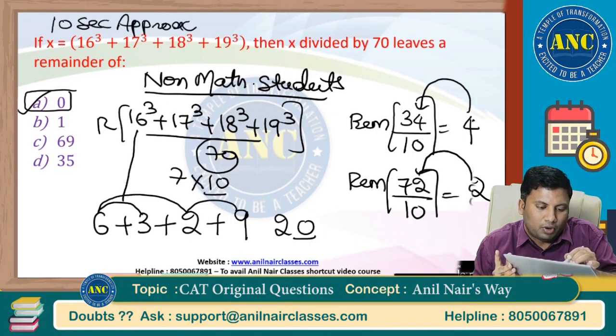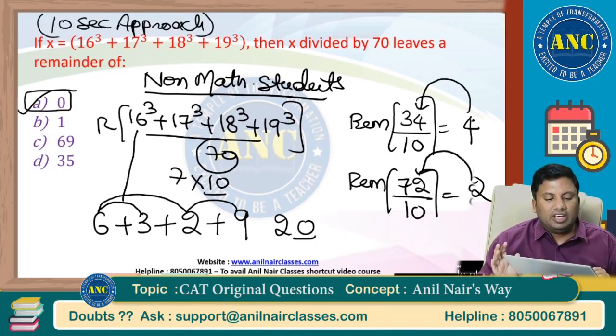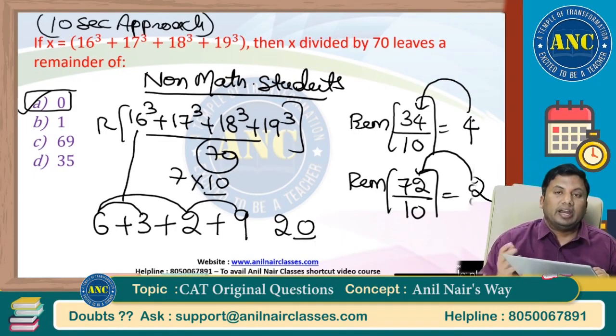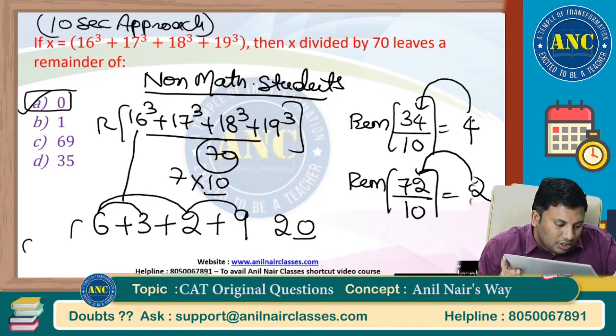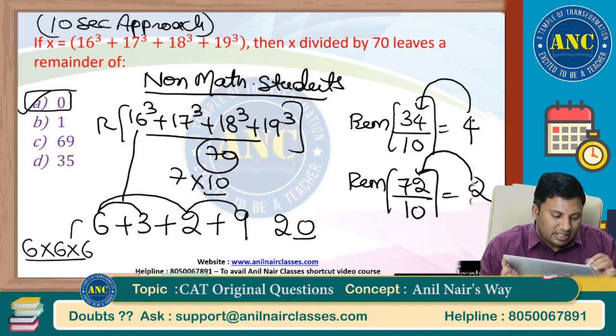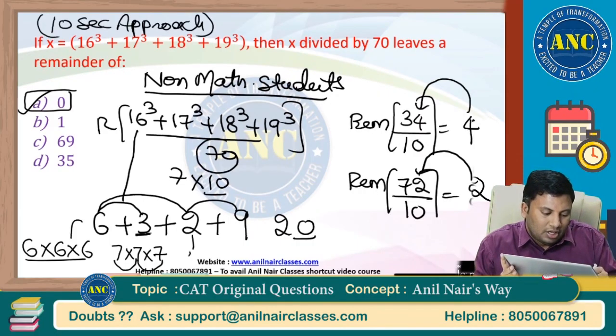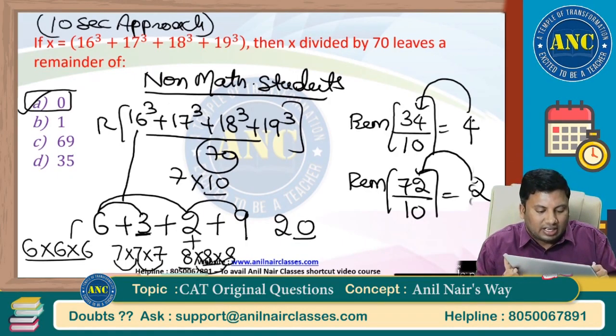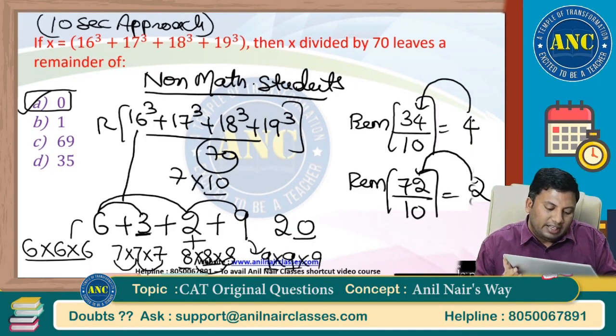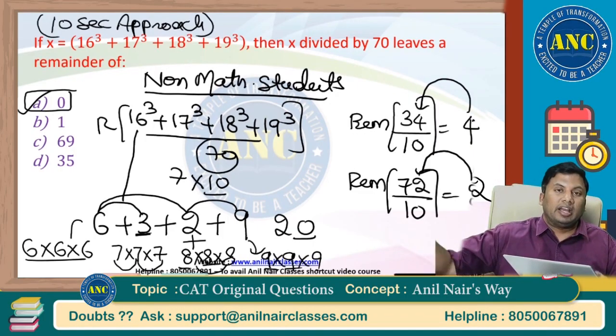10 seconds approach. 16 power 3, 17 power 3, 18 power 3, 19 power 3. Sir, I cannot do 8 power 3. You don't need to. 6 cube is 6 into 6 into 6; 6 multiplied by any number of 6s, the unit digit is 6. 7 into 7 into 7: 7 sevens are 49, 9 sevens are 63, so 3. 8 into 8 into 8: 8 eights are 64, 4 eights are 32, so 2. 9 into 9 into 9: 9 nines are 81, 81 nines are 729, the unit digit is 9.